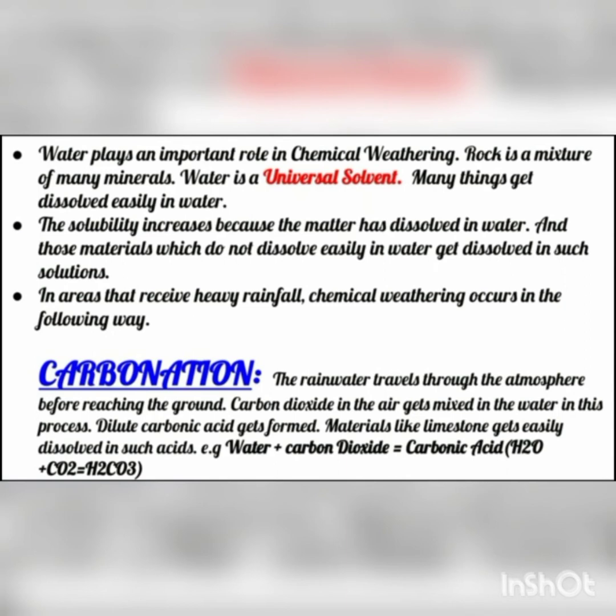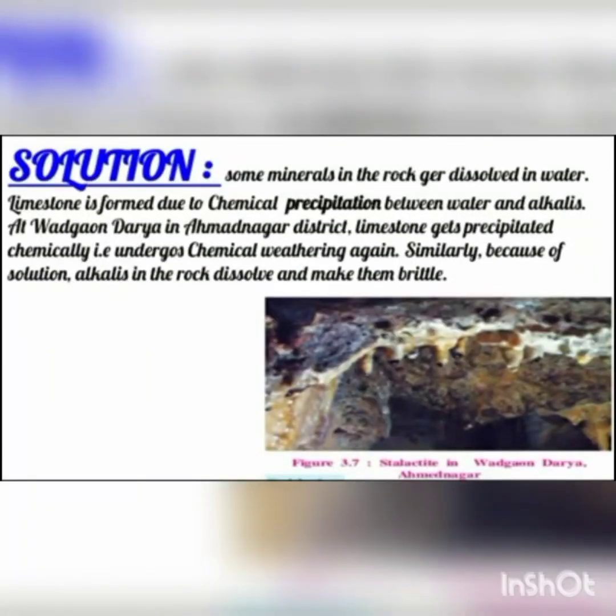So materials like limestone get easily dissolved in such acid. Diluted carbonic acid easily dissolves limestone. For example, water plus carbon dioxide forms carbonic acid, that is H2O plus CO2 is equal to H2CO3. Now we will be studying about solution.